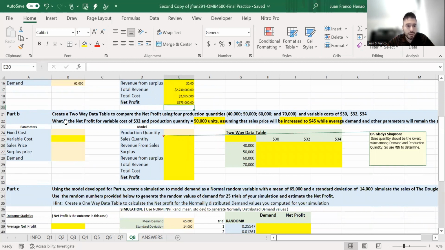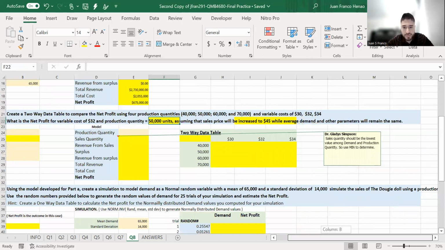Create a two-way data table to compare the net profit using the production quantities of 40,000, 50,000, 60,000, and 70,000 with a variable cost of 30, 32, 34. What is the net profit for a variable cost of $32 and production quantity of 50,000 units? Assume that sales price will be increased to 45 while average demand and other parameters will remain the same.